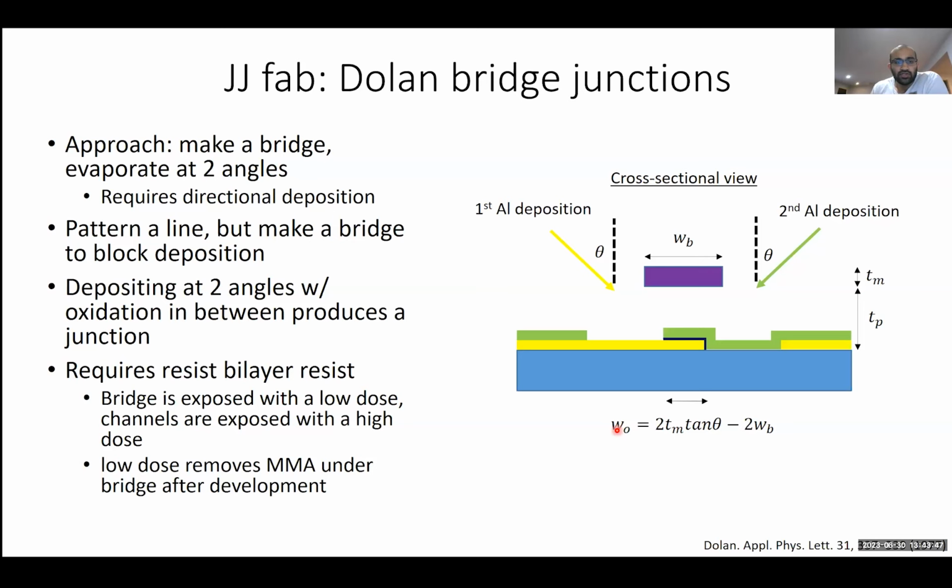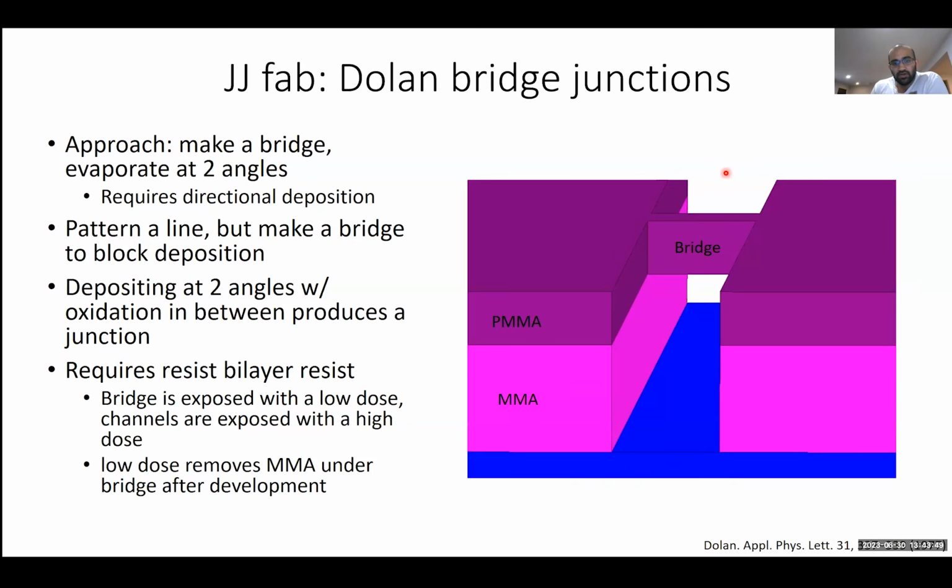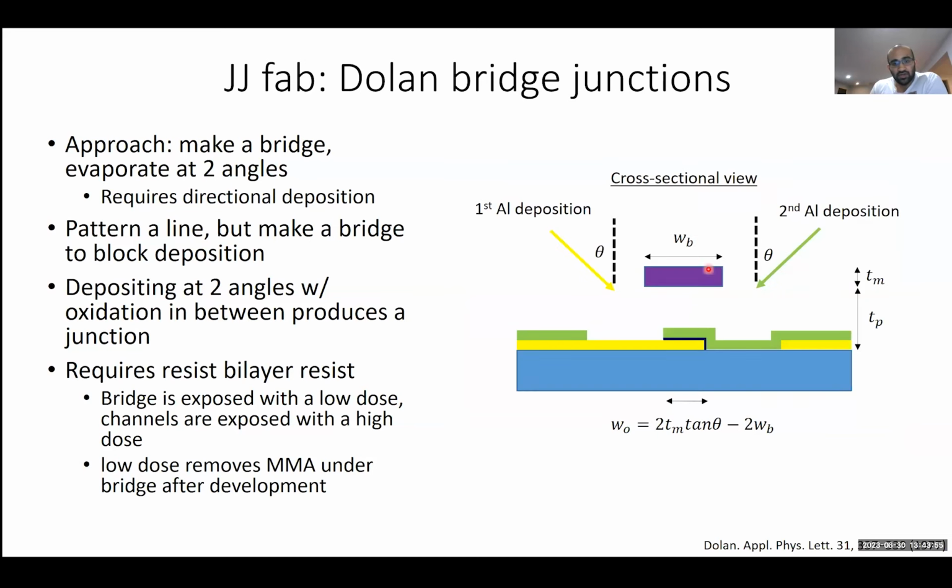Okay, so here's another view. I'm going to create a cross section along this trench here, and that's what we're seeing here. So this is the bridge. And now we evaporate at two angles. In the first angle, the deposition will be blocked by the bridge here, and so you'll have a gap right here. The first deposition is yellow, and the second deposition is in green.